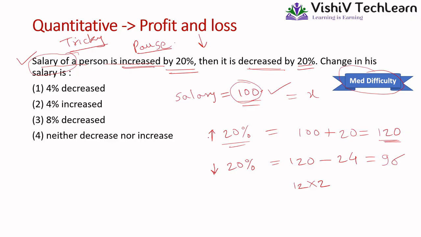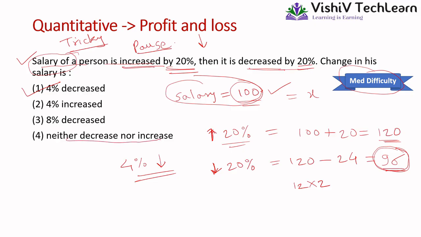Okay, so we have first increased the salary and then we have decreased it. Now in this, the original salary was 100, but after the increase and then decrease, the salary became 96. So overall a 4% decrease is there, and option 1 must be correct here. So initially you may say that it is increased by 20 and again decreased by 20, so there is no change, neither decrease nor increase. But this fourth option is incorrect. The correct option is 4% decrease.